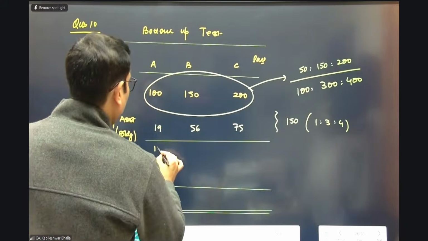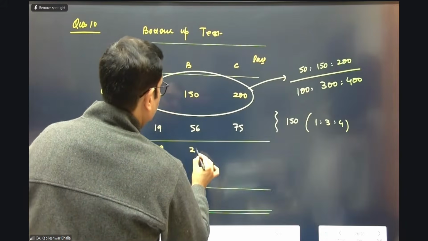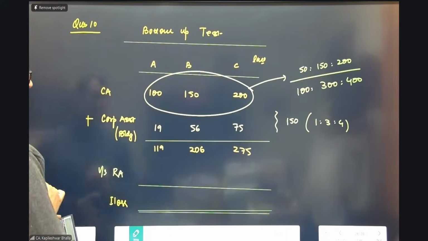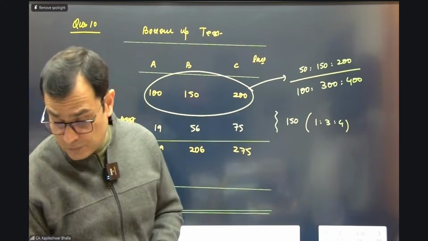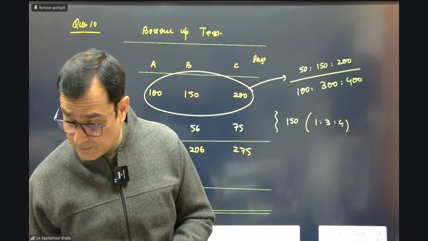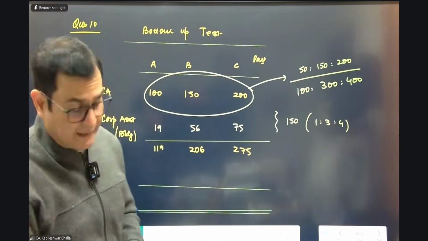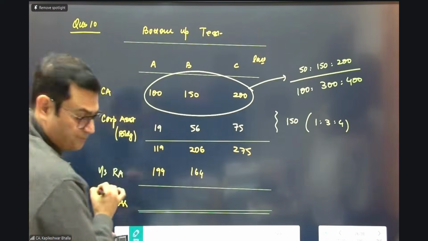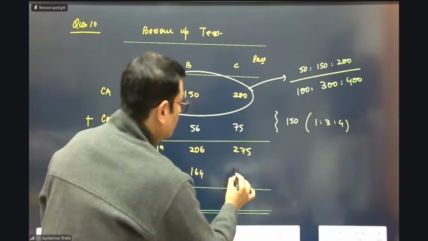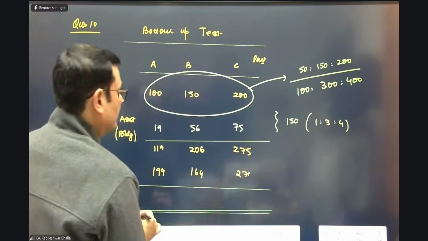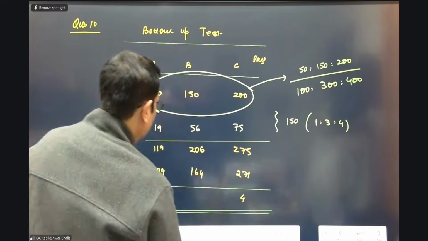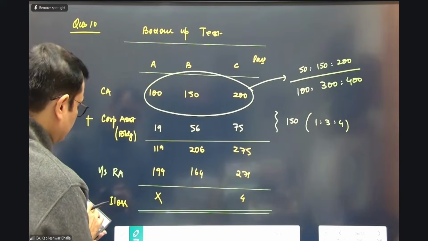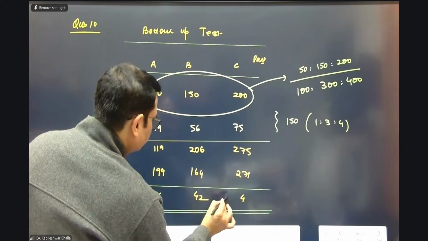So this becomes 119, this becomes 206, and this becomes 275. And if you look at the recoverable amounts in this case, the recoverable amount is 199, then it is 164, and it is supposed to be 271. So we can get the impairment loss. This is 4. Here the recoverable amount is greater, and this is supposed to be 42.